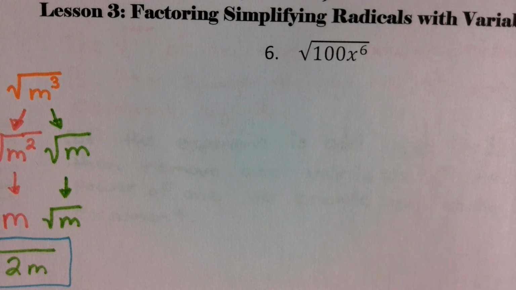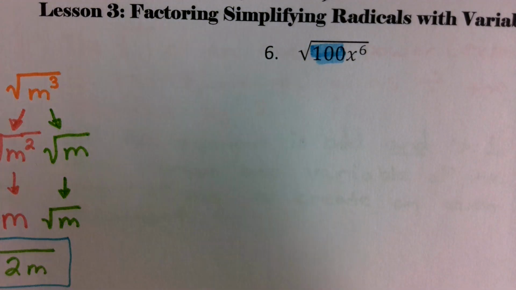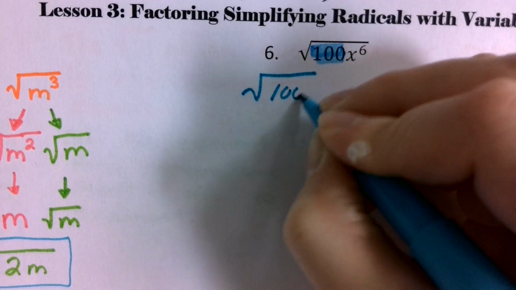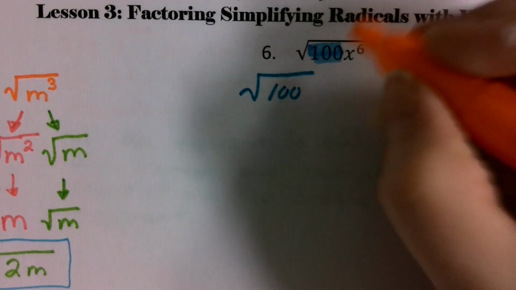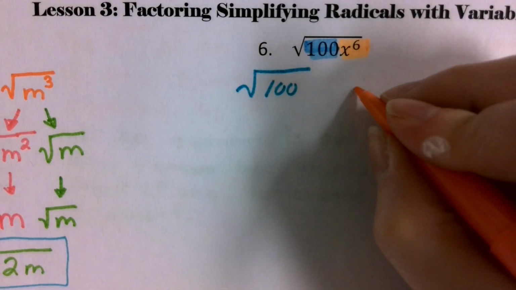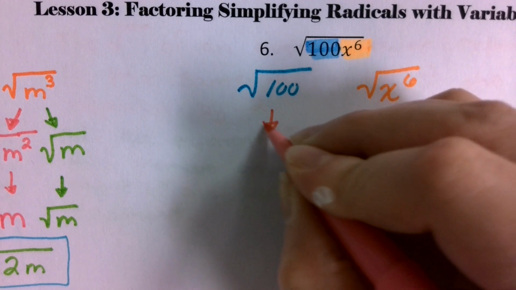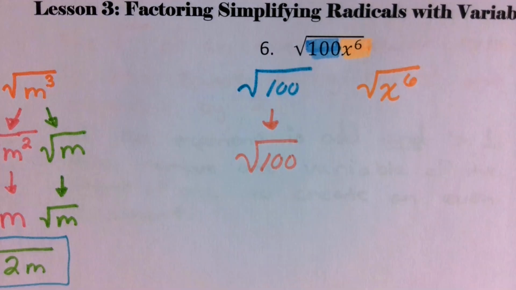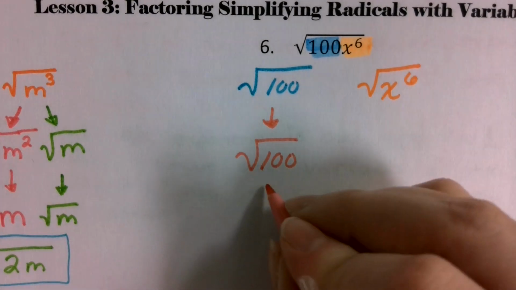Again, we're going to focus on the numbers first. We've got the square root of 100. And then we've got the square root of x to the 6th. Okay, square root of 100, is that perfect or not? It's perfect. It is a perfect square. Square root of 100 is a perfect square, so I'm going to go ahead and change the color to pink so that I know it's perfect. And what is the square root of 100, guys? 10.